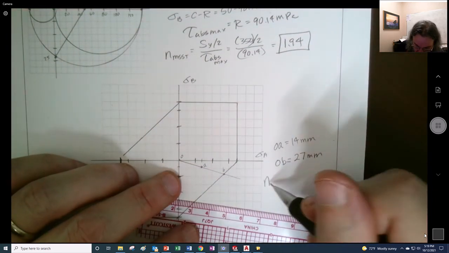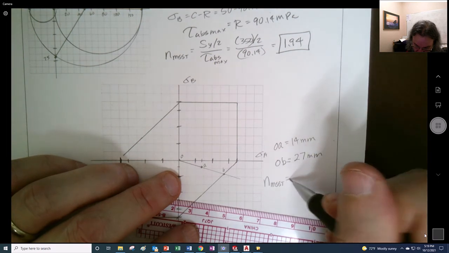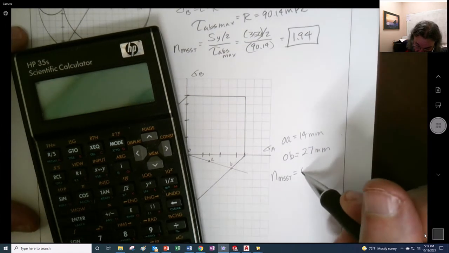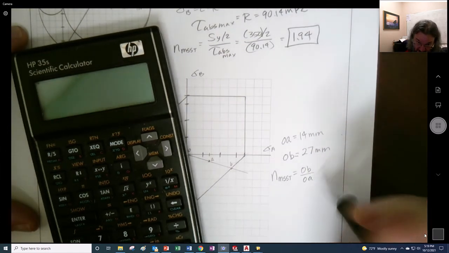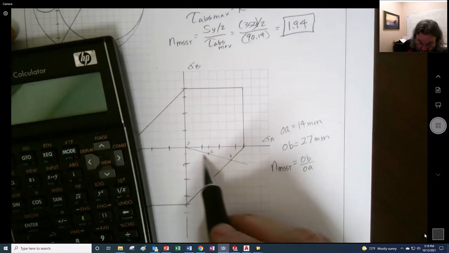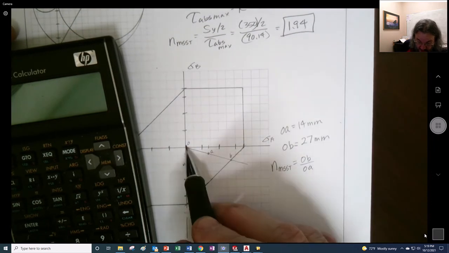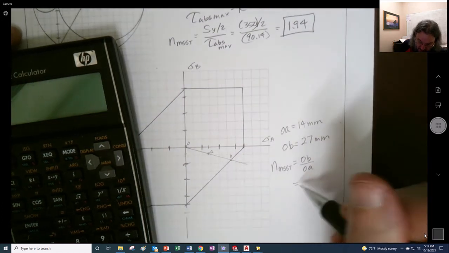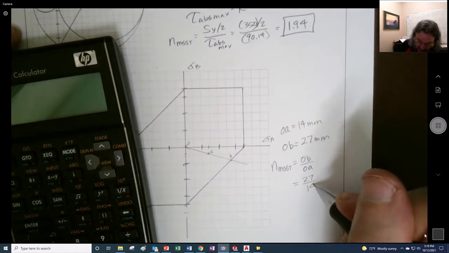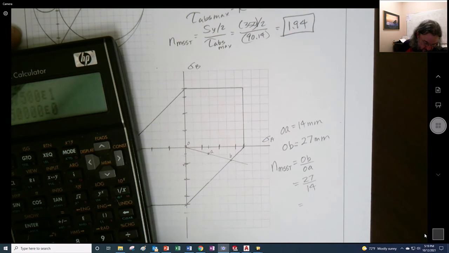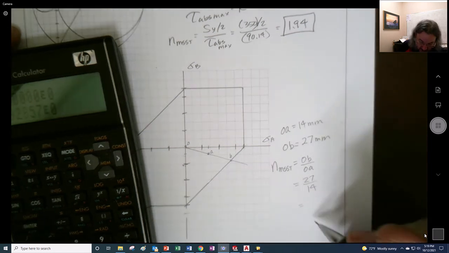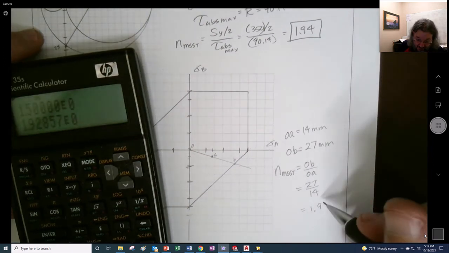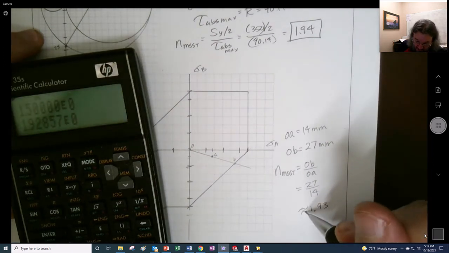And so the maximum shear stress theory, according to this right here, is going to be OB over OA, remember? All right, so this is the distance to failure, and here's the distance to the actual. So we take 27 and divide it by 14. And I get 1.928, call it 1.93. And this is approximate right there, right?